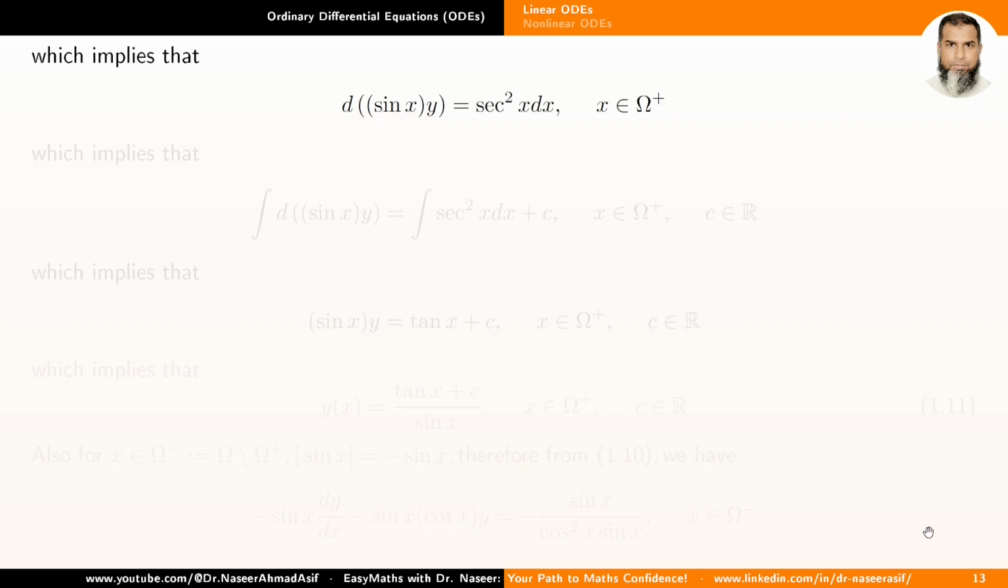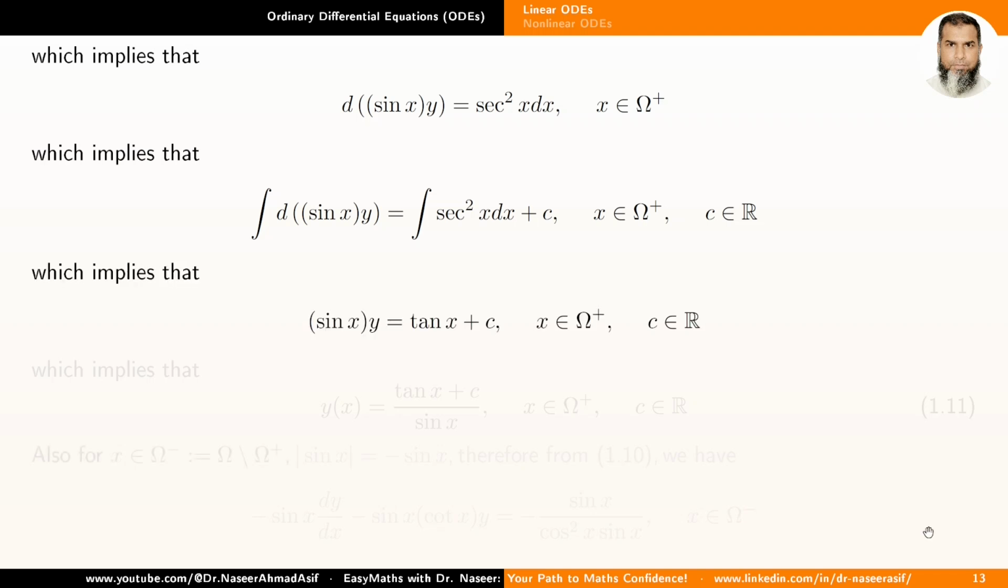So d of (sin x into y) is equal to sec²x dx, where x belongs to Ω plus. Now taking the integral, we have integral of d(sin x into y) is equal to integral of sec²x dx plus c, where x belongs to Ω plus and c is an arbitrary constant. So sin x into y is equal to tan x plus c. Now dividing this by sin x, we have y(x) is equal to (tan x plus c) over sin x, where x belongs to Ω plus and c is an arbitrary constant.